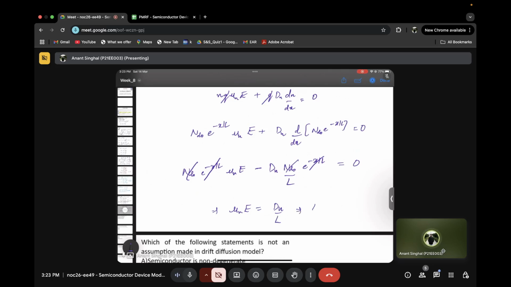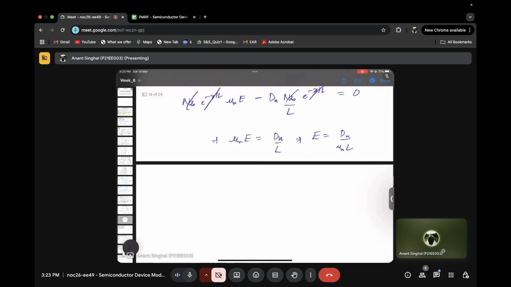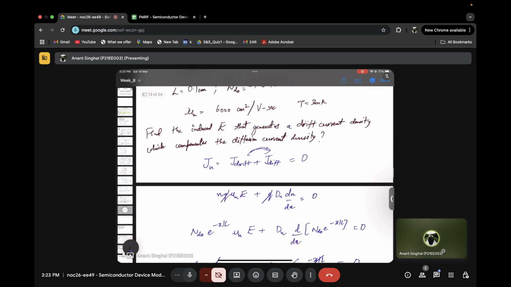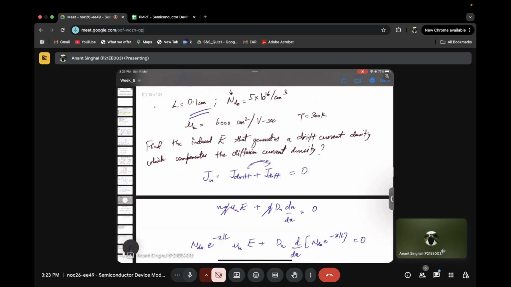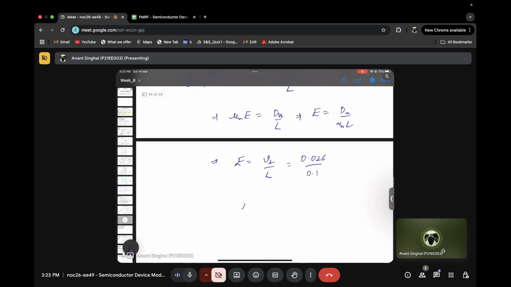Right? And now what do we need to do? We need to calculate the electric field, which is nothing but dn over mu n L. And we have just studied the Einstein relation, which says dn over mu n is nothing but Vt over L. So now Vt is given, it's room temperature, so it's 0.026, and L is given as 0.1 centimeter. So we'll just keep it in centimeter, 0.1. So the electric field that compensates your drift diffusion is nothing but 0.26 volt per centimeter.